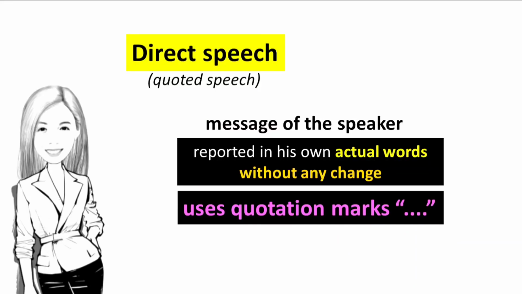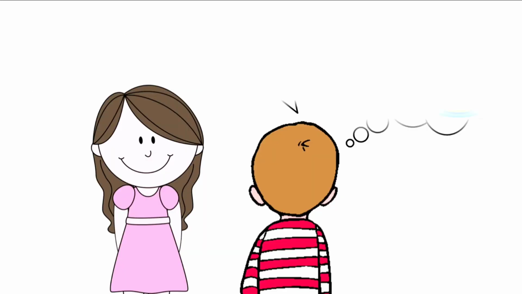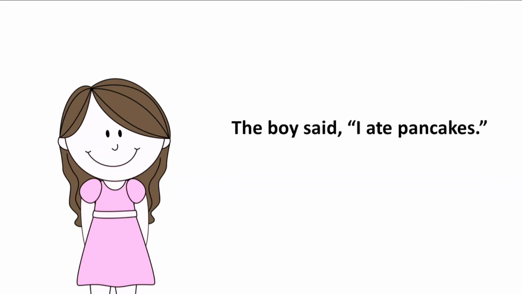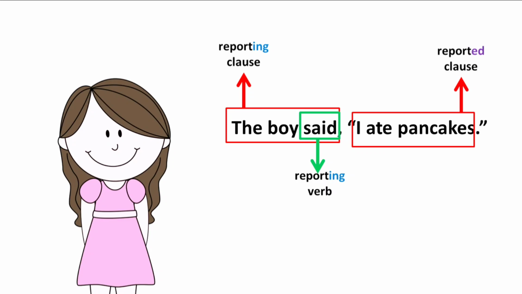Direct speech has a reporting clause, reporting verb, reported clause, and reported verb. Let's see this example. "I ate pancakes." The boy said, "I ate pancakes." It has a reporting clause, a reporting verb, a reported clause, and a reported verb. That makes it a direct speech.